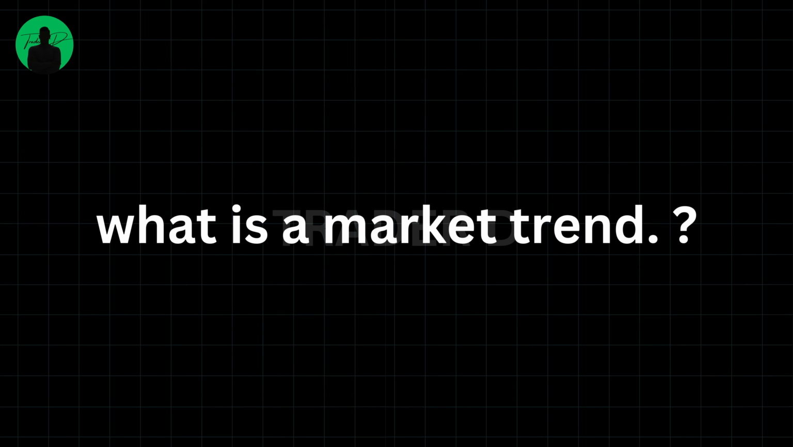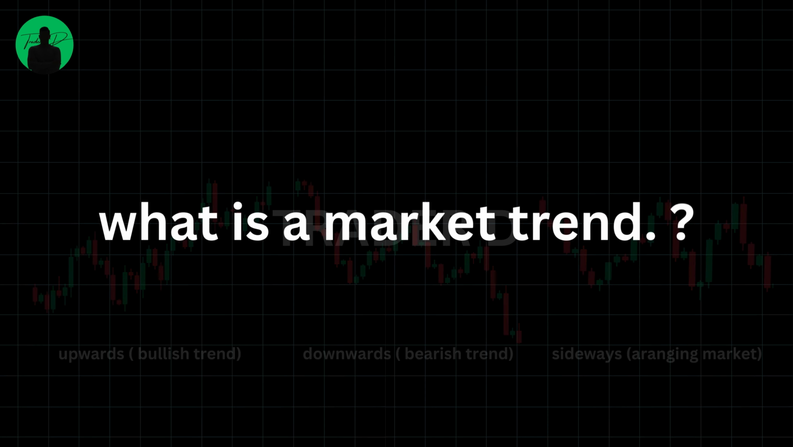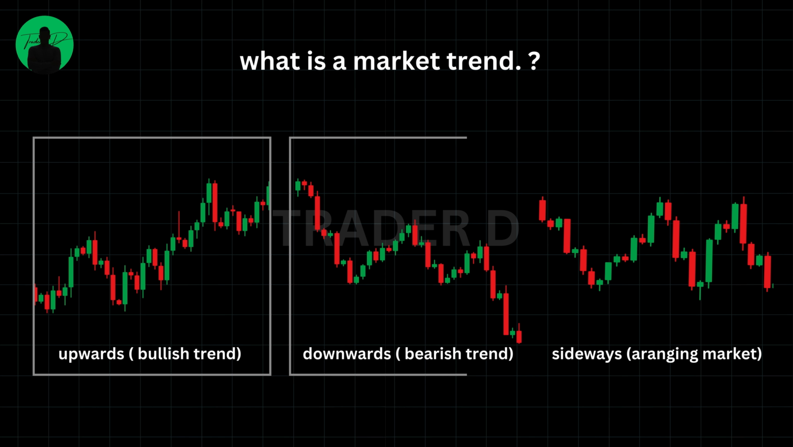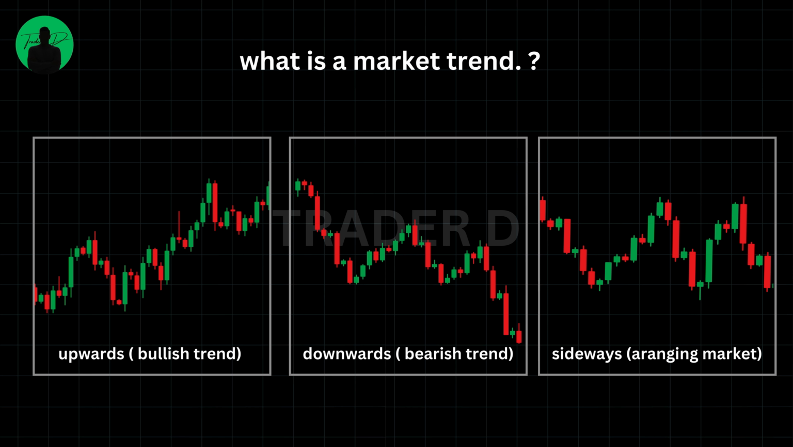So what is a market trend? First, let's define a market trend. A trend is the overall direction in which the market is moving, either upwards, a bullish trend, downwards, a bearish trend, or sideways, a ranging market. Understanding the trend helps you align your trades with the market's momentum, increasing your chances of success.